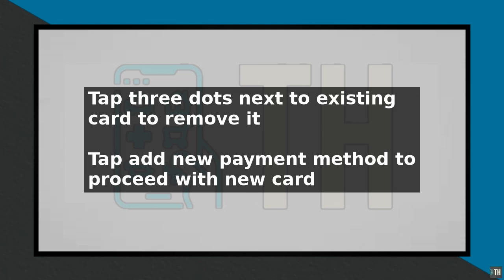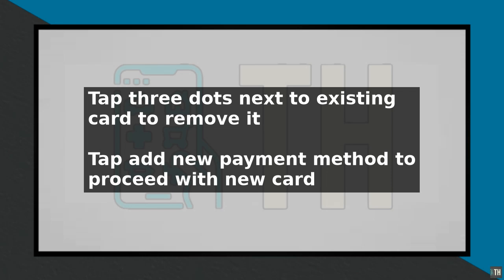Enter your new debit card information, including the card number, expiration date, and security code. Make sure to double-check the information for accuracy, as incorrect details may lead to issues with your payment. After entering the card details, tap on Add Card to proceed.